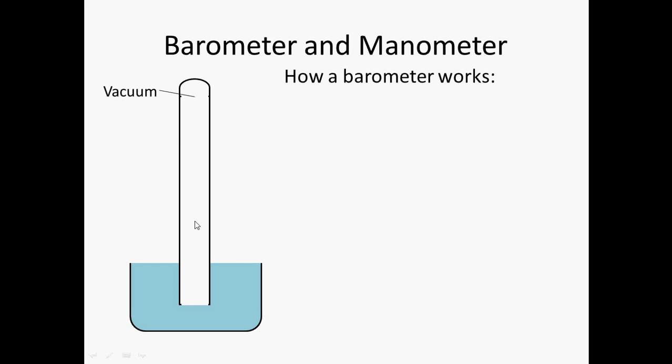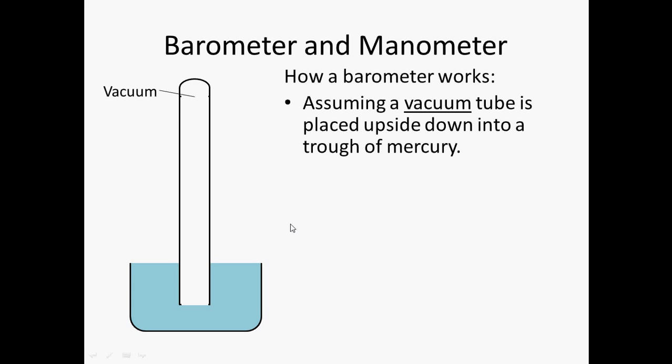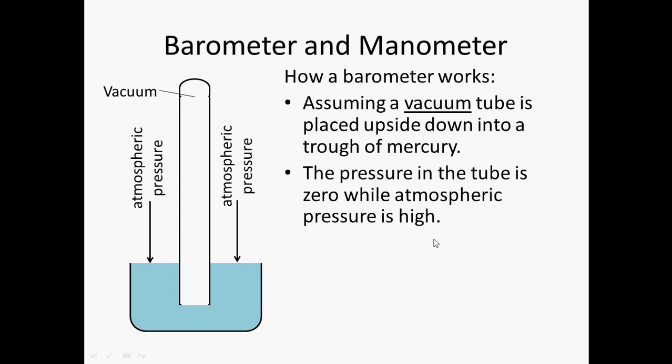Let's say you have a tube that is sealed at the top, and you invert this tube into mercury. And let's say this tube is a vacuum. There is no pressure, no air, nothing in this tube. So there is an imbalance of pressure again. Inside, no pressure. Outside, atmospheric pressure. Because the pressure in the tube is zero, while the atmospheric pressure is high.